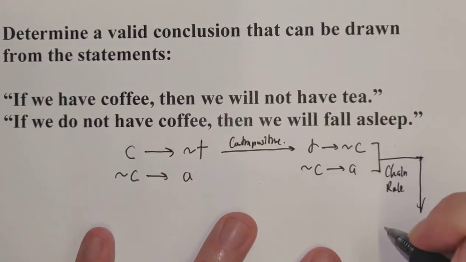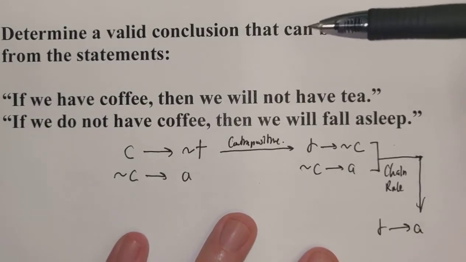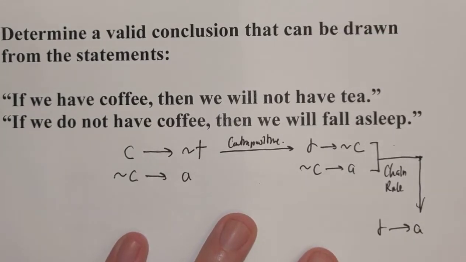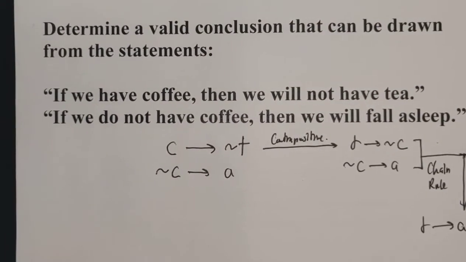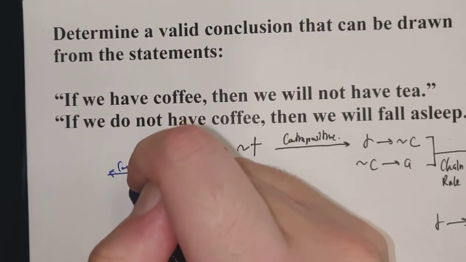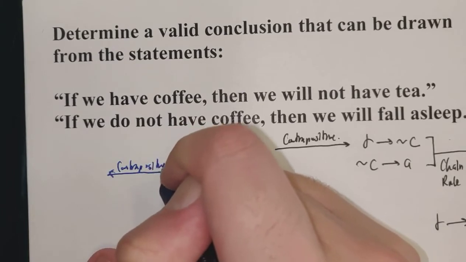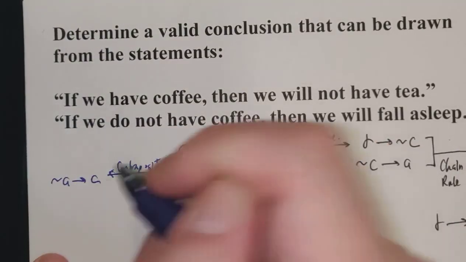And then as a result, we end up with T implies A, which basically means something along the lines of, if we have T, then we will fall asleep, okay? Now, some of you may know, wait a minute, Mr. Chung, there's another thing you could have done here, right? You could have taken the contrapositive of this here. You can take the contrapositive of the other statement, and we end up with not A implies C here, right?